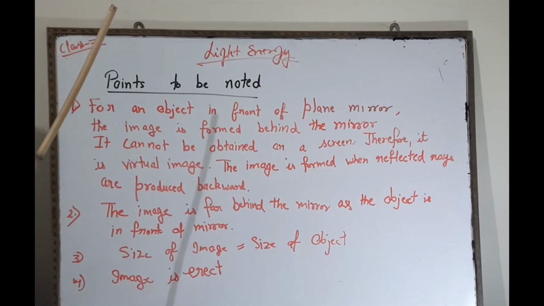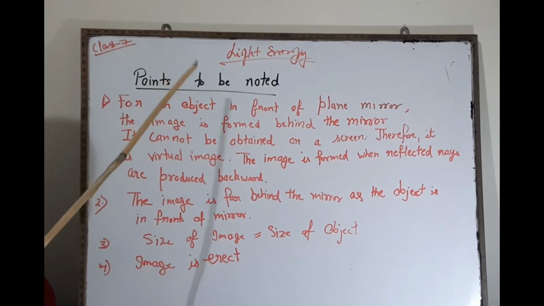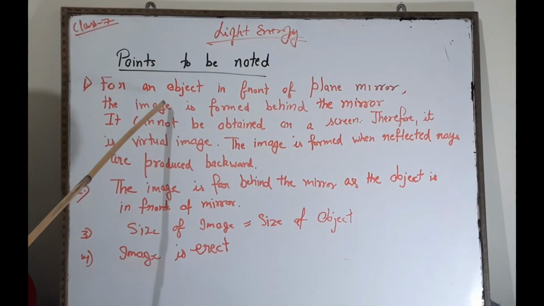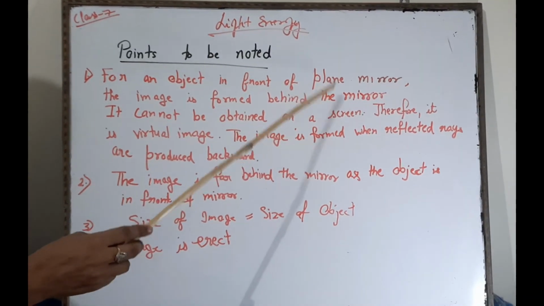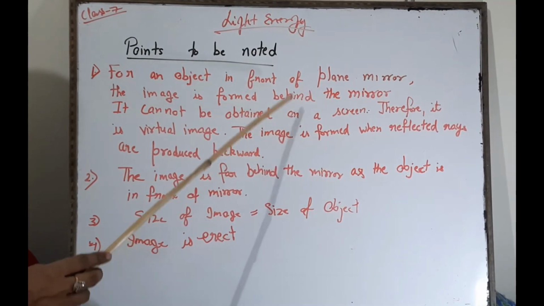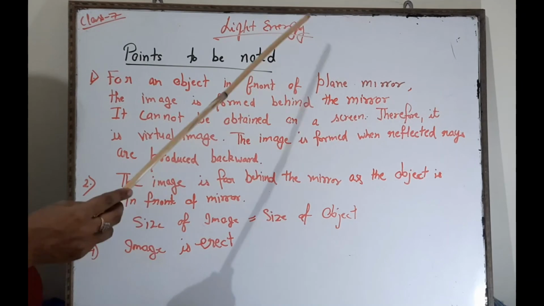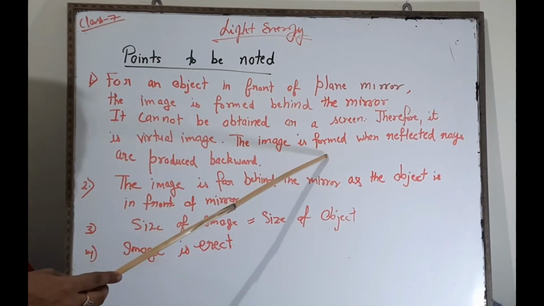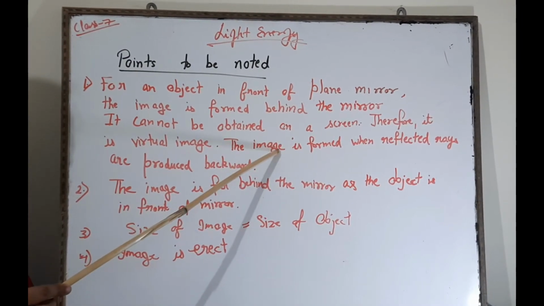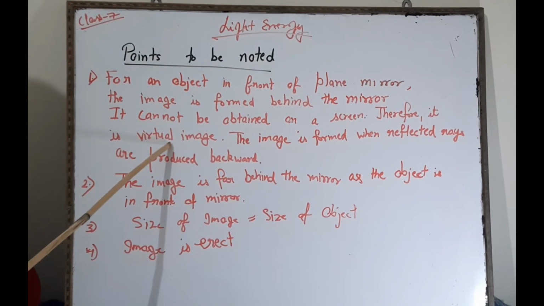So from the two images we have concluded some points. First, if an object is in front of a plane mirror, the image is always formed behind the mirror, and it is never obtained on a screen. How is it obtained? The image is only formed when the reflected rays are produced backward. We have seen in the point object and in the finite size object that the image is always formed when reflected rays are produced backward. So we can say this is a virtual image.